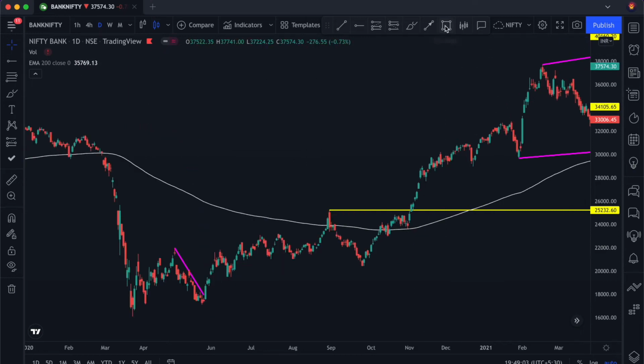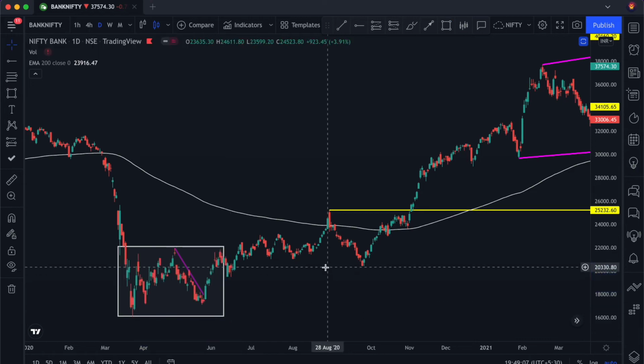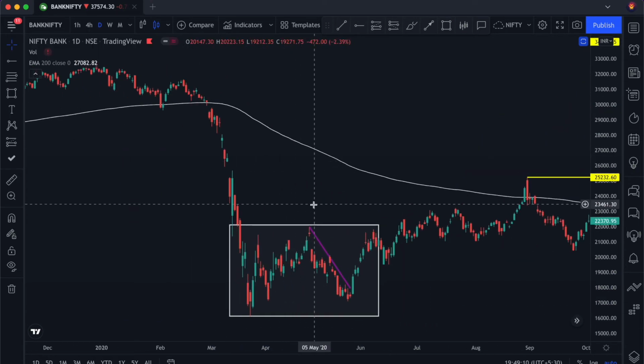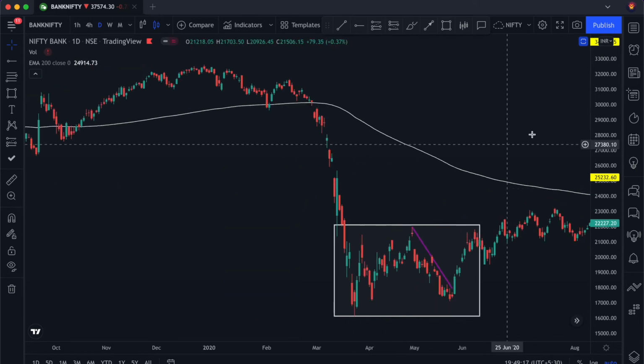Now over on the same chart, let's talk about consolidation as well, where the price fails to make any significant movement either to the upside or to the downside. This is a perfect example of consolidation over here. The price is not making higher highs, and at the same time it is not making lower lows as well. This is an example of consolidation.